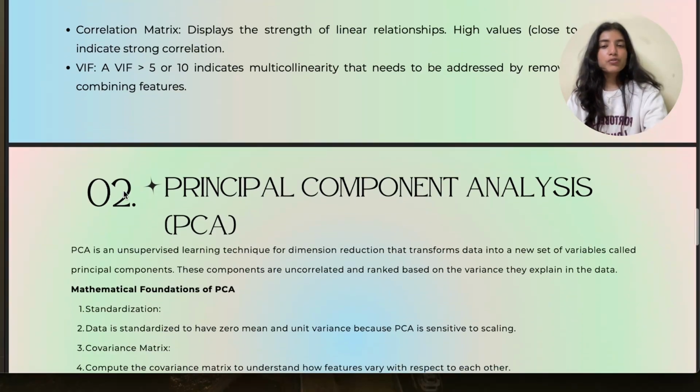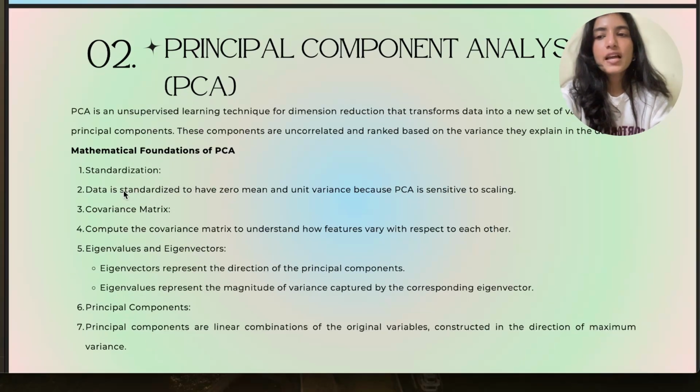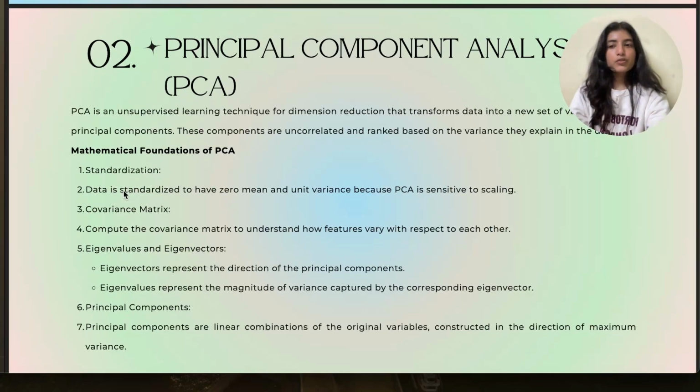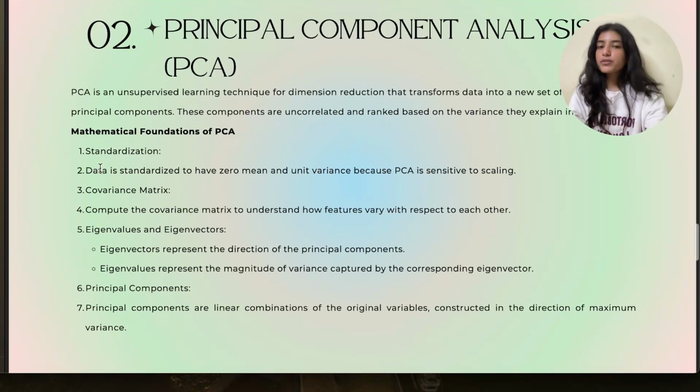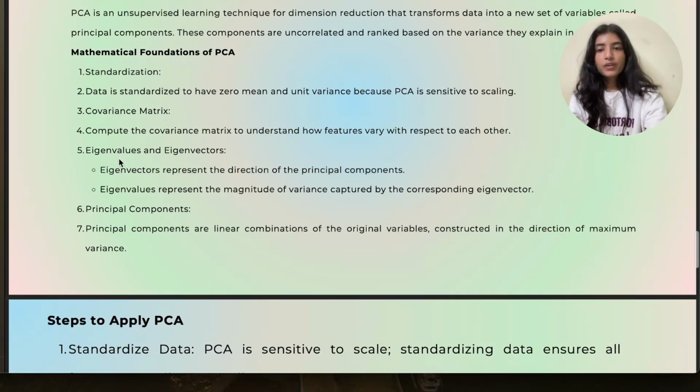Now let's move on to principal component analysis, that is PCA. PCA helps us reduce dimensions while keeping the most important information. Think of it as finding the essence of your data. Here's how you apply PCA step by step. The mathematical foundations of PCA: first is standardization, where data is standardized to have zero mean and unit variance because PCA is sensitive to scaling. Then we compute the covariance matrix to understand how features vary with respect to each other. Then we have the eigenvalues and eigenvectors, and then the principal components.